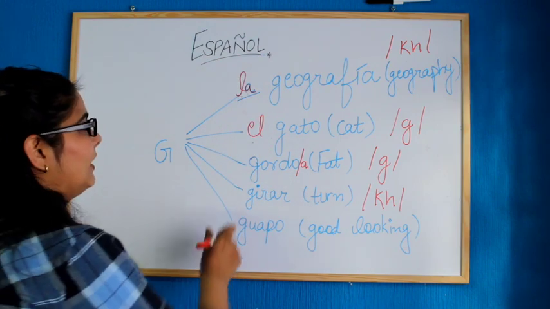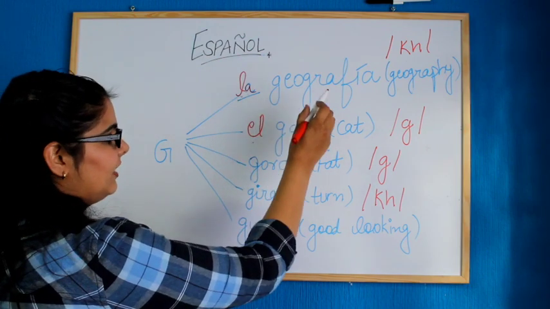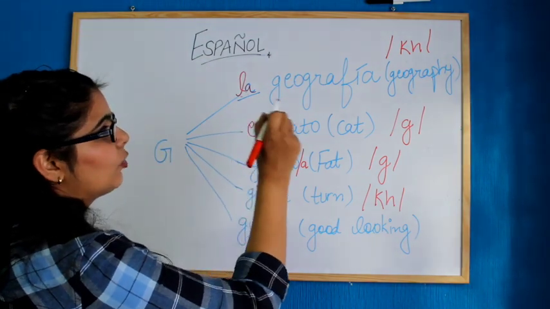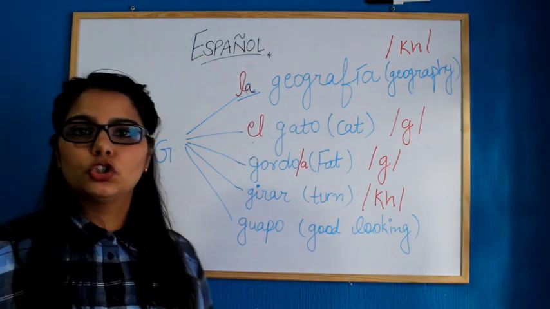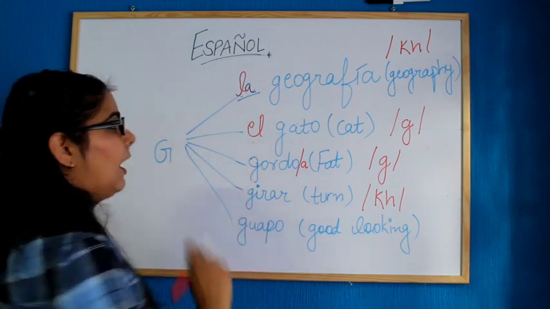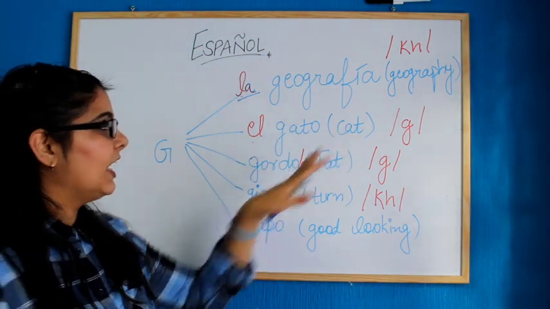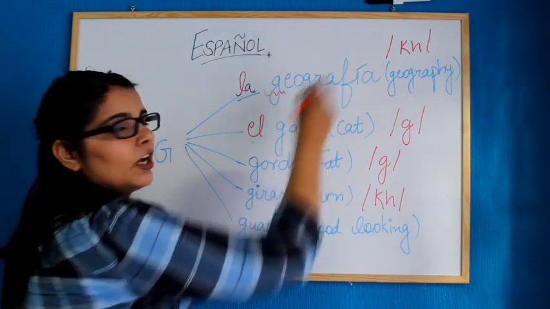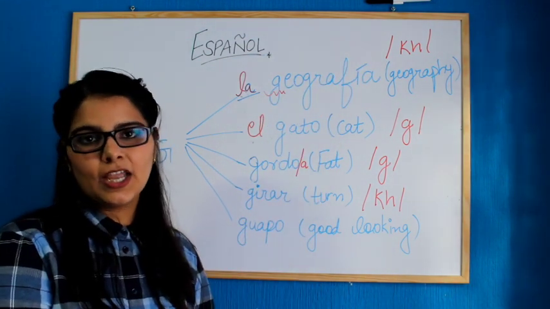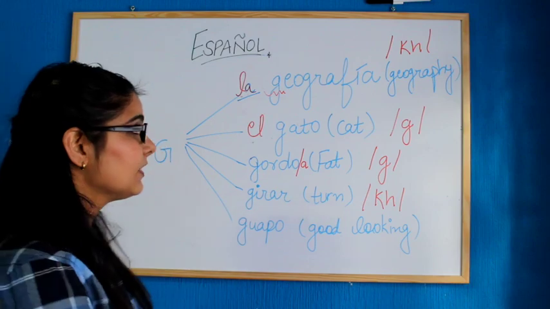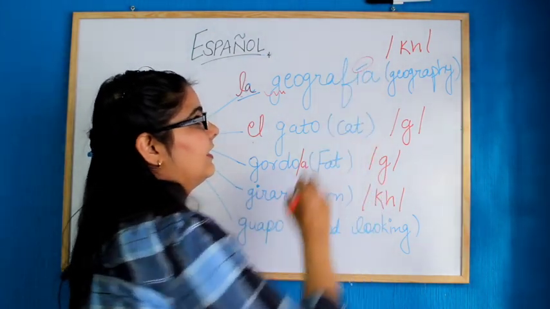For example, number one is la geografía. So this la geografía is geography. La, because it's feminine. Okay, so in this la geografía, the G is giving the KH sound. Okay, geografía, and since it has the accent mark.